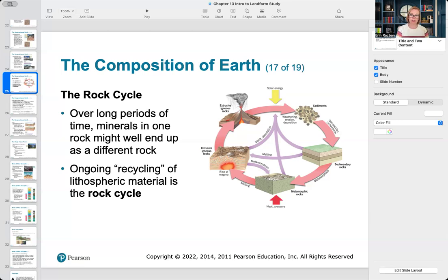Igneous rocks can weather and erode to form sedimentary rocks. Sedimentary rocks can be buried, heated, and compressed to form metamorphic rocks. Metamorphic rocks can melt to form magma, which cools to form igneous rocks, and the cycle just continues. This cycle has been operating for billions of years, constantly recycling Earth's materials. The rocks beneath your feet right now might have been different rock types throughout Earth's history.